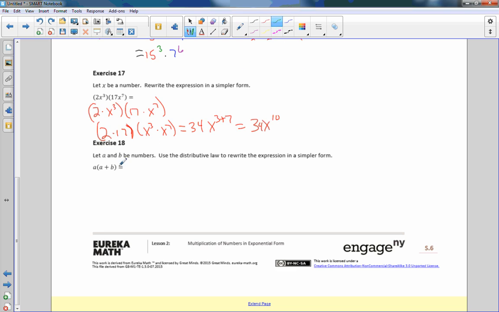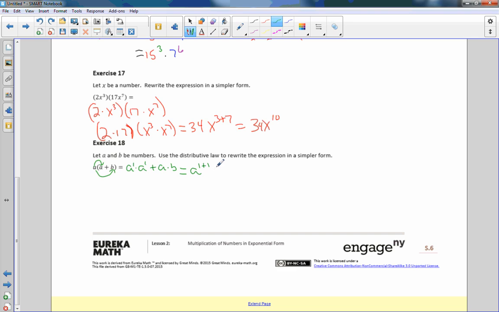Exercise 18. Let a and b be numbers. Use the distributive law to rewrite the expression in a simpler form. Okay, so they want us to distribute. So multiply a times a, so that'd be a times a plus, and then multiply the second a times b. So in that simpler form, I have an a to the first, I have an a to the first. They are the same bases, so that'll give me the same base, and I add the exponents. I'm just showing all of my work to see where all this comes from.